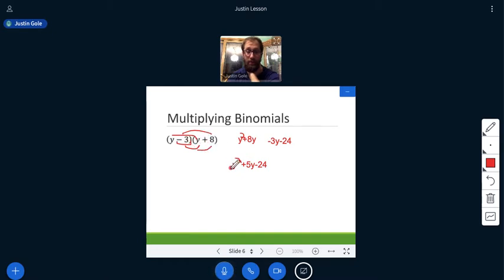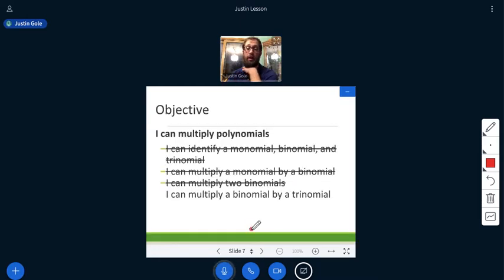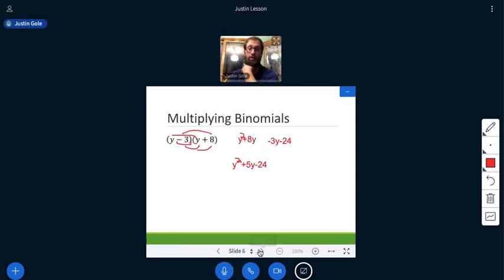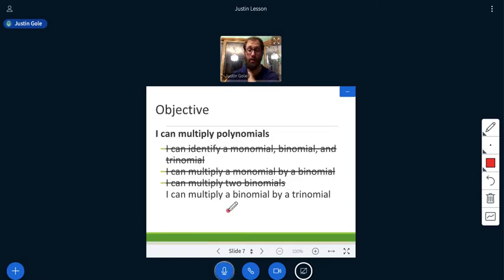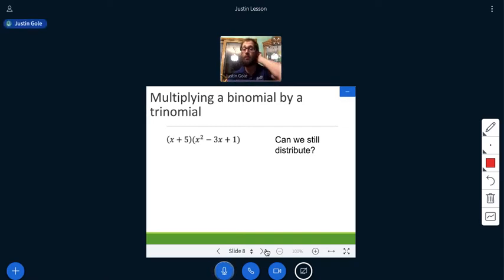I distributed everything through: y times y, y times 8, negative 3 times y, and negative 3 times 8. And then I have to combine like terms. So there's just a couple steps. We should feel pretty comfortable doing this by now. We can multiply two binomials. I know you know how to do that from earlier in the school year. So what if we're looking at multiplying a binomial by a trinomial? I want you to pause and try to figure this one out on your own if you feel like you can. I believe you should be able to do this.